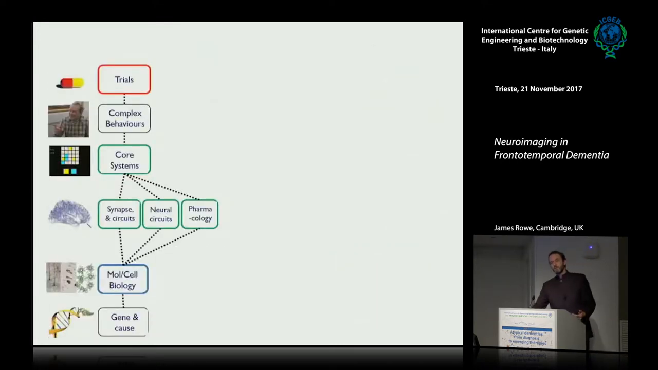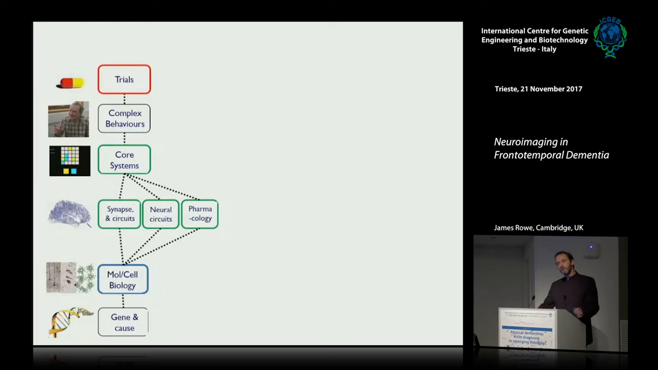So we can use imaging to try and bridge this gap, this gulf that lies between the rapid advances in genetic foundational causes of FTD and the molecular cell biology and pathology, which is moving apace, but is very disconnected from where we wish to be, which is effective and successful clinical trials. And that's partly because this gulf is just too big to jump. There's no one-to-one mapping between these levels of analysis.